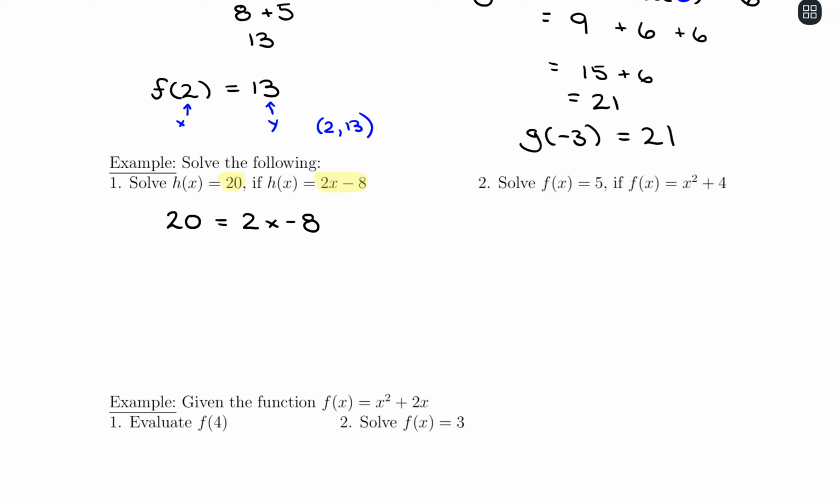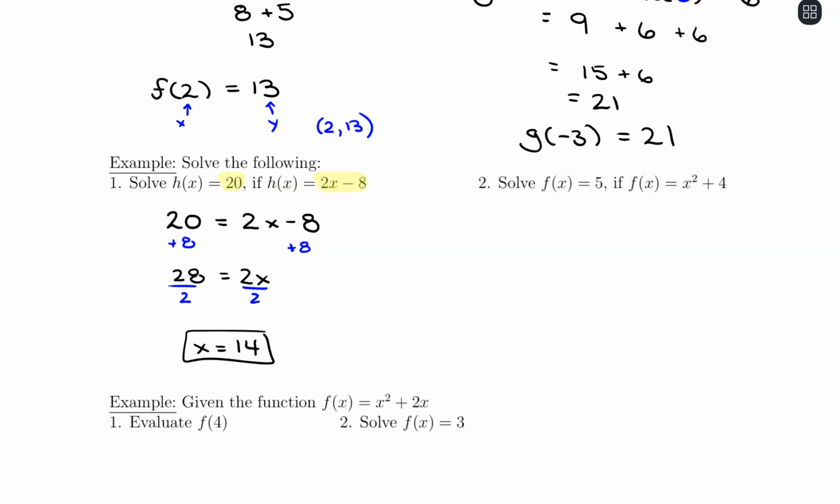So let's see, I'm going to add 8 to both sides. So 28 equals 2x. Divide both sides by 2. So x is equal to 14. So that's our solution. So what we would have here is that 20 is equal to 2x minus 8 when x is equal to 14. All right, let's do the same idea.